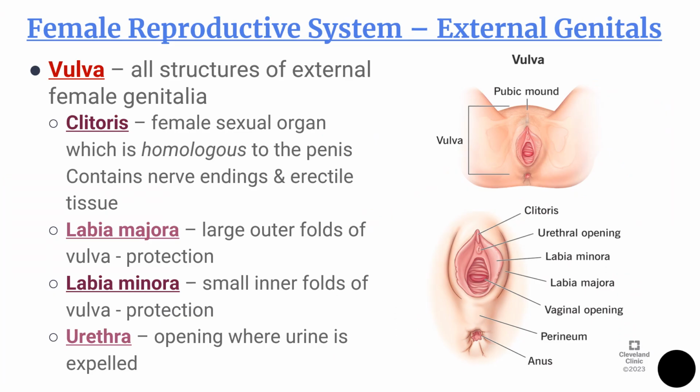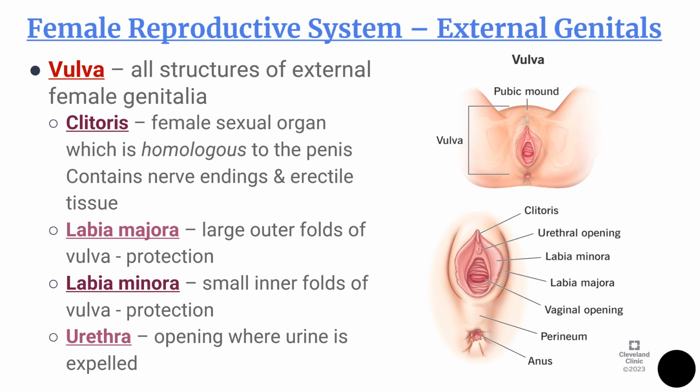Okay, so let's talk a little bit about the external reproductive system in females. First, we will have the vulva. This is going to be all structures of the external female genitalia. Within that, we will have the clitoris. This is going to be the female sexual organ, which is going to be homologous to the penis because it contains nerve endings and erectile tissue.